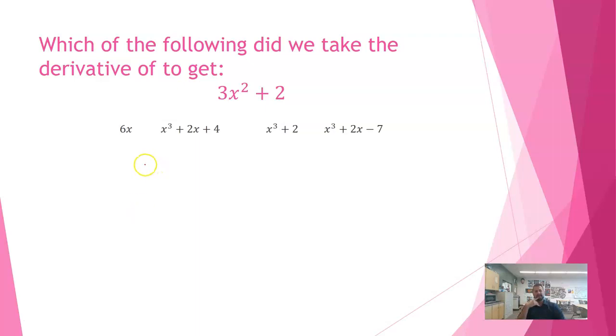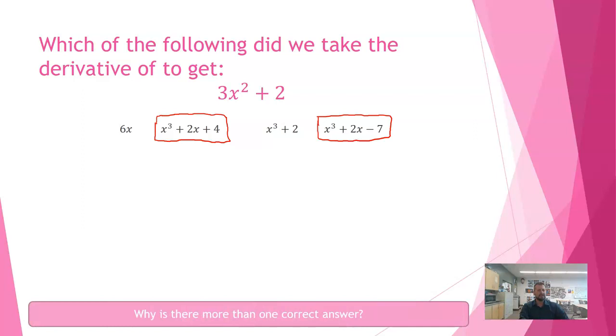If you were to look at these for a second, you'd say, you know what? I took the derivative of x to the third plus 2x to get 3x squared plus 2. And I also, of these choices, took the derivative of x to the third plus 2x minus 7. So in this problem, you'll notice that there is more than one correct answer. And the reason for that is simply this constant on the end. When we take the derivative of a constant number, as you're well aware, we get 0.